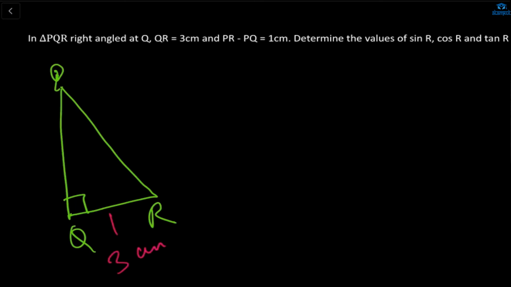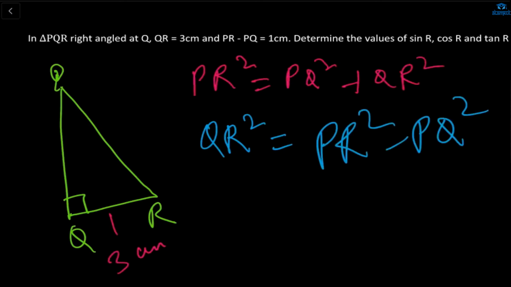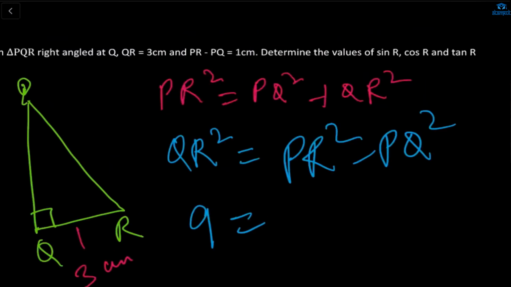Now from Pythagoras theorem, we know that PR square is equal to PQ square plus QR square. Is the color visible to everybody? Yes, ma'am. Okay. PR square is equal to PQ square plus QR square. Now if you write it in terms of QR square, QR square is equal to PR square minus PQ square. Now QR square we know is 3 square, so it will be 9. And PR square minus PQ square. We know the value of PR minus PQ, not PR square minus PQ square.